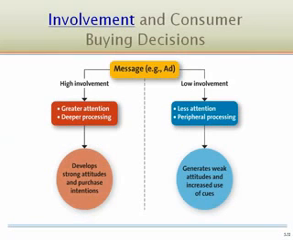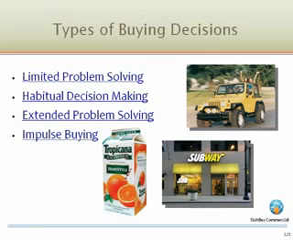A consumer can be high involvement, where they pay greater attention to an ad and develop strong attitudes and purchase decisions. In a low-involvement situation, a consumer pays less attention to an ad and generates weaker attitudes toward the product. Limited problem solving occurs during a purchase decision that calls for a moderate amount of effort and time. In habitual decision-making, consumers engage in little conscious effort. Extended problem solving is common when the customer perceives that the purchase decision involves a lot of risk. And impulse buying is a buying decision made by customers on the spot when they see the merchandise.